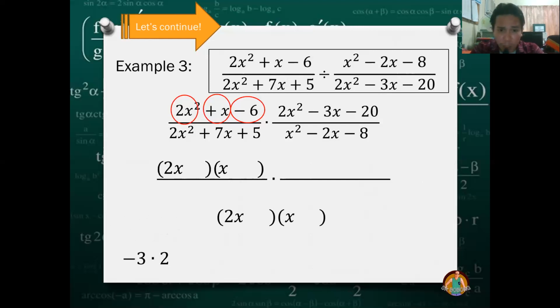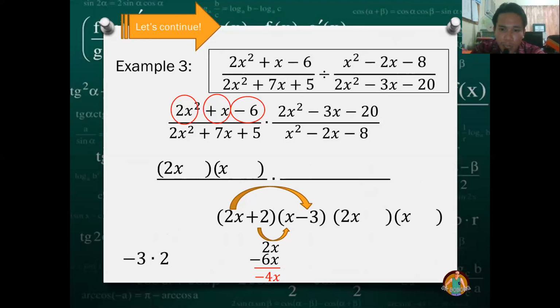Ito, i-check natin. Okay? So, let's say for example, iyan na yung factor natin. Nilagay mo yung positive 2 at saka negative 3. Okay? We will use the FOIL method para manap yung middle term. Okay? 2 times x will give us 2x. 2x times negative 3 will give us negative 6x. That will give us negative 4x. So negative 4x, yan ba yung middle term natin? Hindi. Kasi yung middle term natin is positive x. So ibig sabihin, mali yung positioning mo. Okay? Mali yung positioning mo. So ibig sabihin, babaliktarin mo o ililipat mo yung negative 3 sa 2x. Okay? So yung negative 3 mo ililipat mo sa 2x at yung positive 2 ilalagay mo lang sa x.